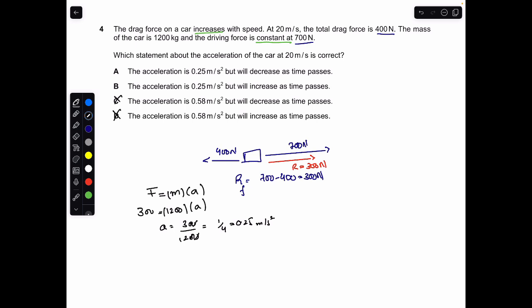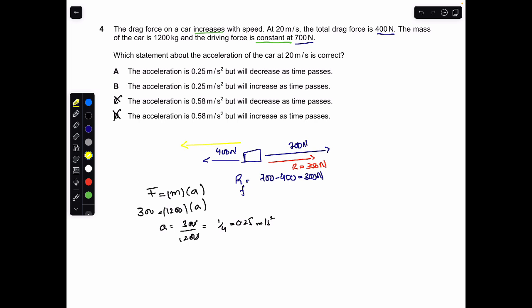I'm going to cancel C and D, which are incorrect. Now, is the acceleration decreasing as time passes or is it increasing as time passes? The question says that the drag force of a car increases with speed. We know that there is an acceleration of 0.25 meters per second squared. That means the speed of the car is increasing, and as the speed increases, the drag force also increases. This means that the backward force, which was 400 newtons at 20 meters per second, is going to increase.